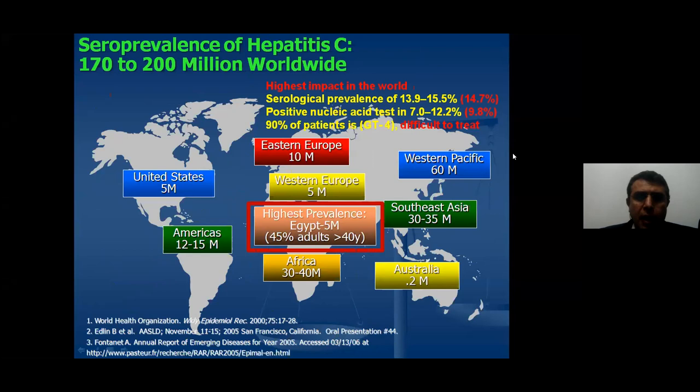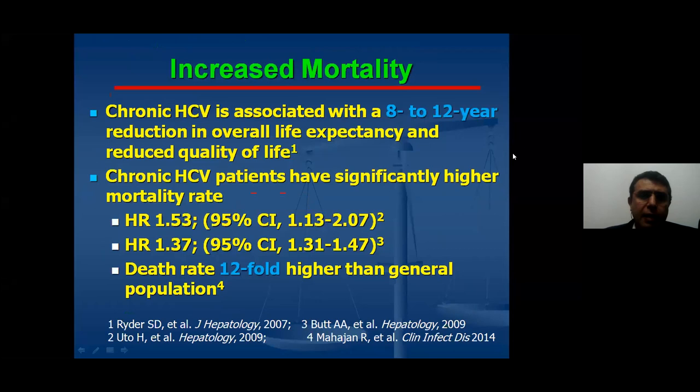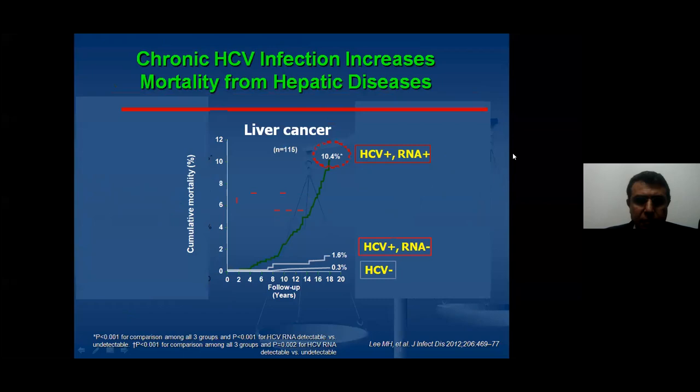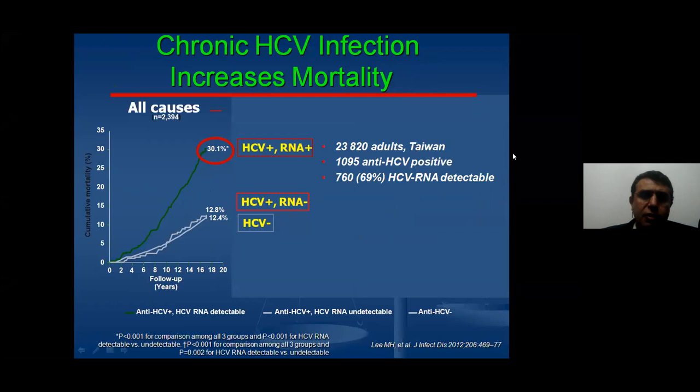As we know, Egypt previously had the highest impact in the world, with serological prevalence of about 13.9 to 15%, positive nucleic acid of about 10%, and 90% of our patients are genotype 4, which is difficult to treat. Chronic hepatitis C virus is associated with an 8 to 12 year reduction in overall life expectancy and reduced quality of life, and chronic hepatitis C virus patients have a significantly higher mortality rate. Chronic hepatitis C virus infection increases mortality by up to 30%.